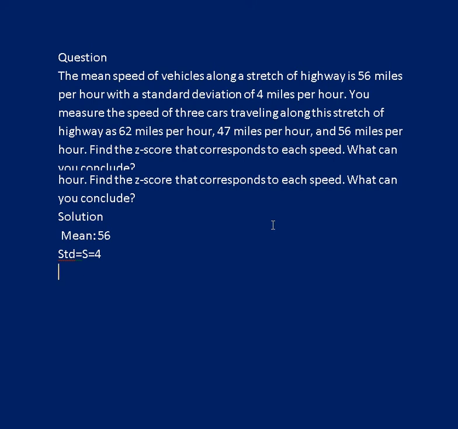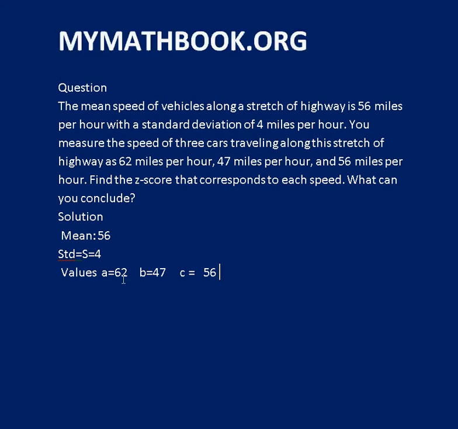And then they give us 3 speeds, so our values are 3. Let's say value A is something, value B is something, and value C is something. Value A is 62, value B is 47, and value C is 56. They say you should find the z-score that corresponds to each speed.